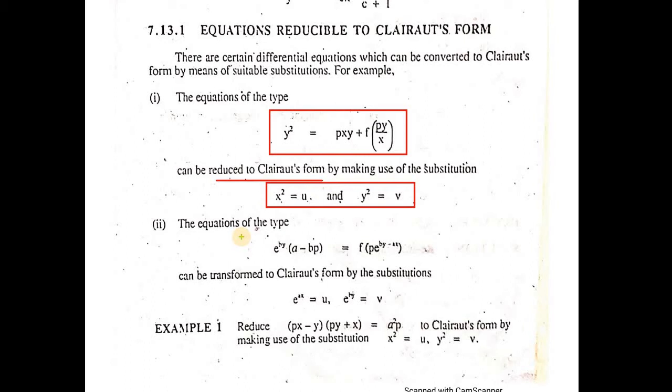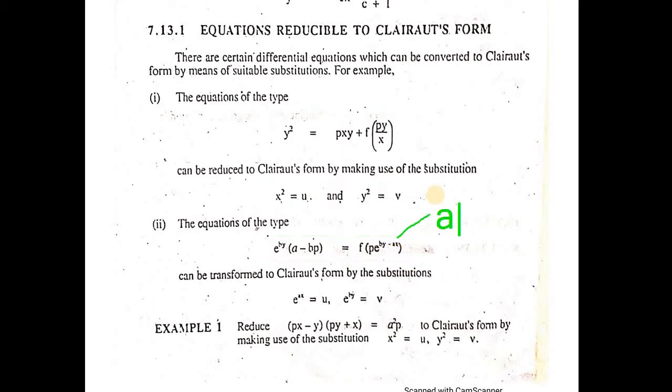Another type is the equation of this type. We have another differential equation, and here the misprint is ax. This is an equation e power by minus bp is equal to f of p e power by minus ax. Equation of this type can be transformed to the Clairaut's form by the substitution e power ax is equal to u, e power by is equal to v.